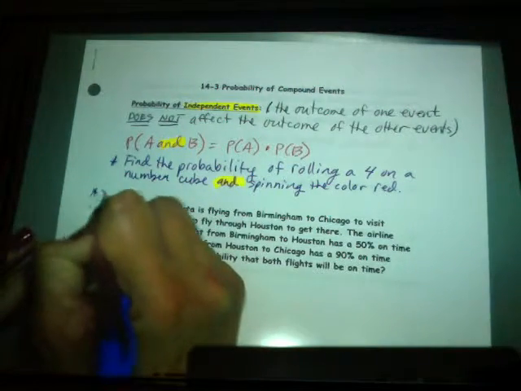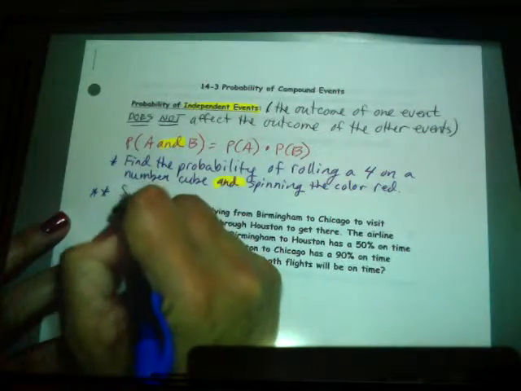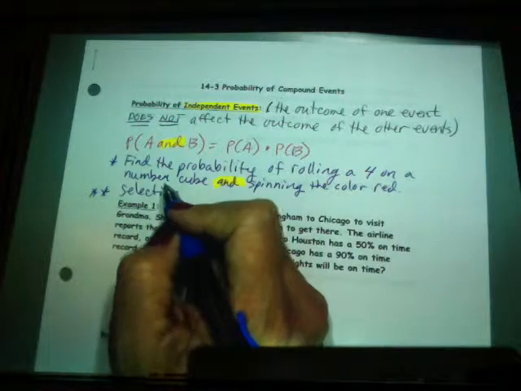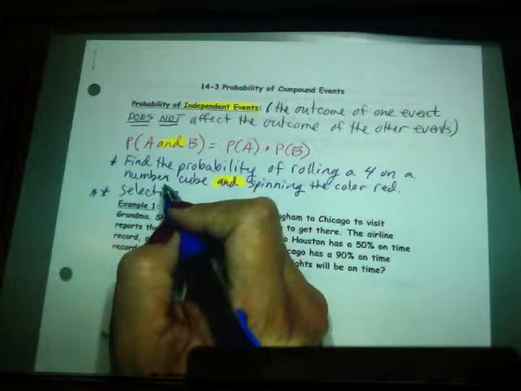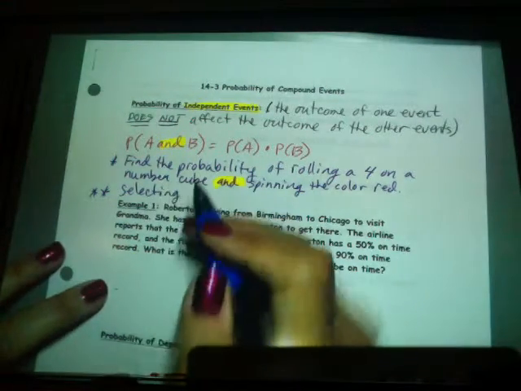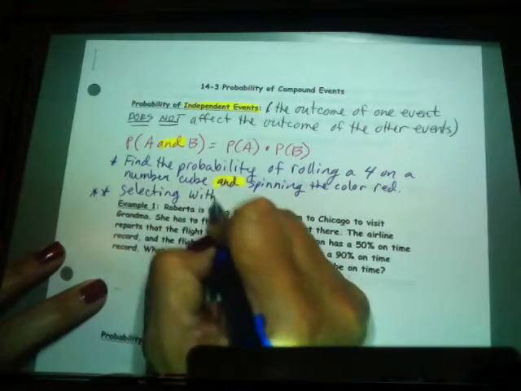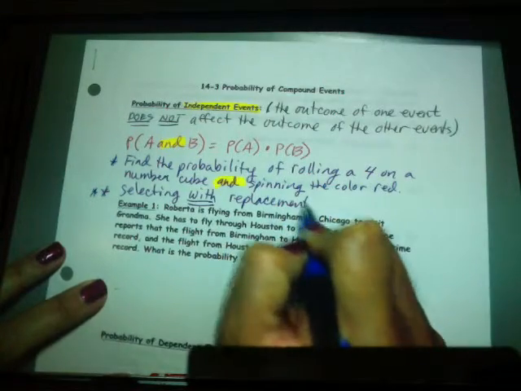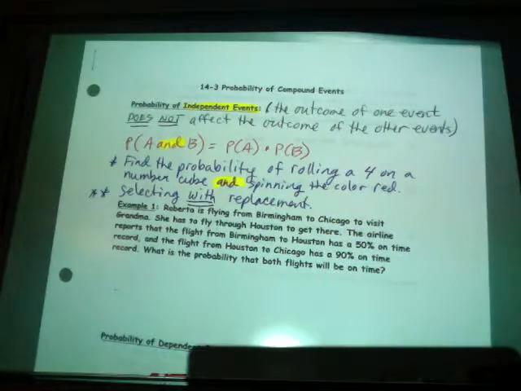Another example might be selecting something out of a bag or a hat or whatever it might be, a box, whatever, with replacement. And that's the important part. So let's say I'm selecting marbles out of a bag, because you had that on one of your homeworks the other day.